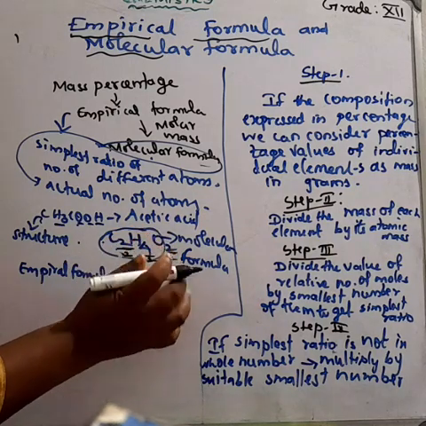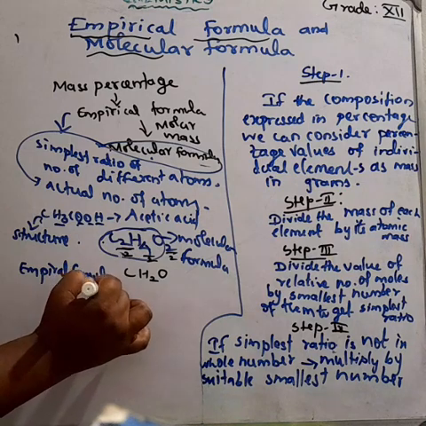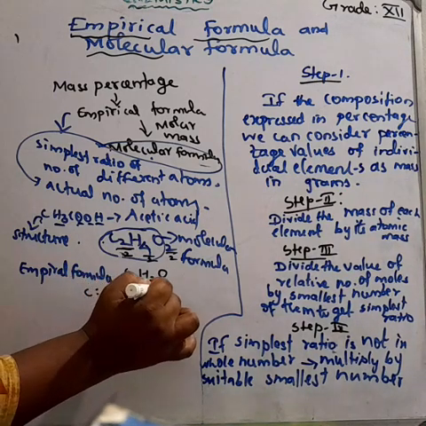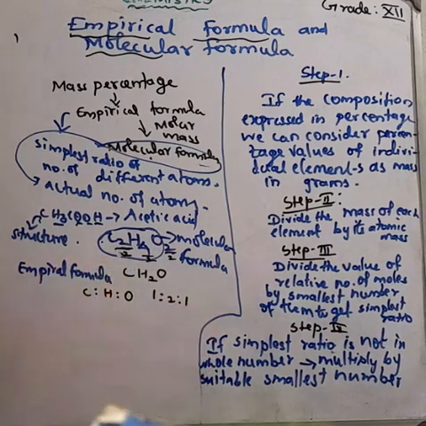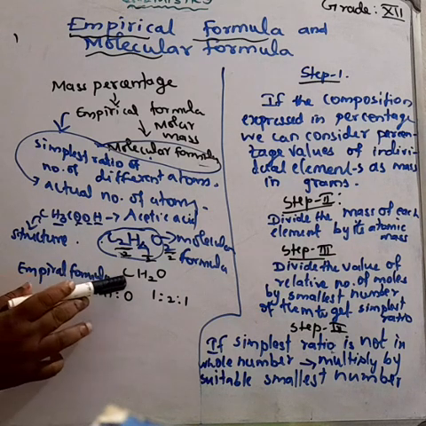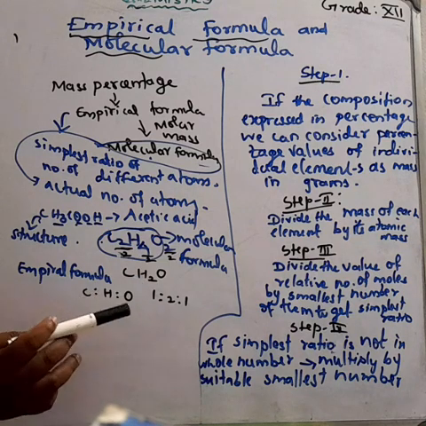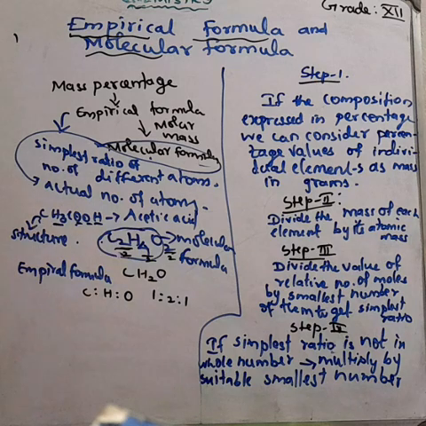So the ratio of carbon to hydrogen to oxygen is 1:2:1. Hence the empirical formula is carbon 1, so C, hydrogen 2, so H2, oxygen 1, O. So this is the difference between the molecular formula and empirical formula of acetic acid. Understood? I hope all of you understood that.